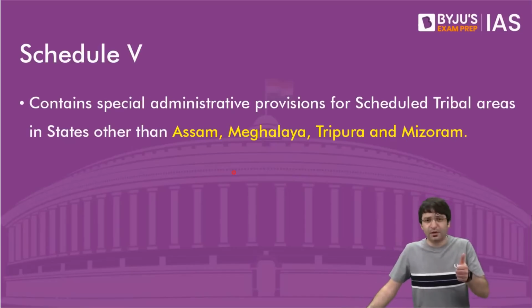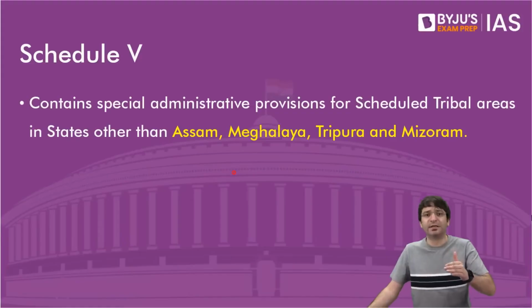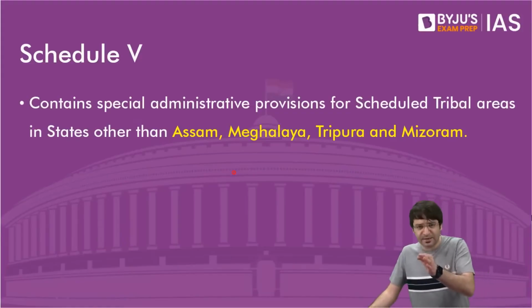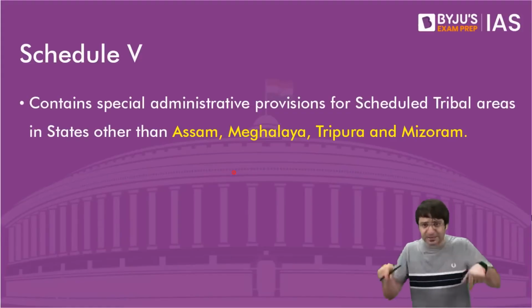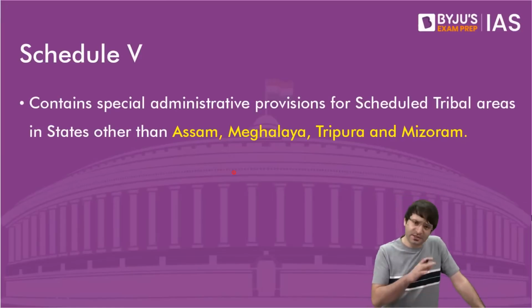Schedule 1 talks about details of the states and union territories that we have, the names and territorial extent of all the 28 states and 8 union territories specified in the first schedule. Schedule 2 talks about the salaries, emoluments of president, vice president, speaker, judges, CAG, so on and so forth.